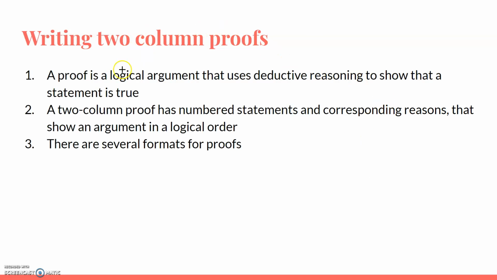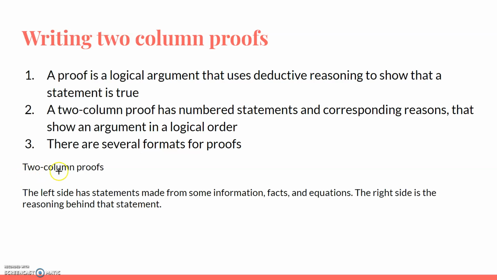So to start off, a proof is a logical argument that uses deductive reasoning to show that a statement is true. A two-column proof has numbered statements and corresponding reasons that show an argument in a logical order. There are several formats for proofs. Today we're going to be looking at two-column proofs, but in the next lesson we're going to be taking a look at flowchart proofs. So keep a lookout for that.